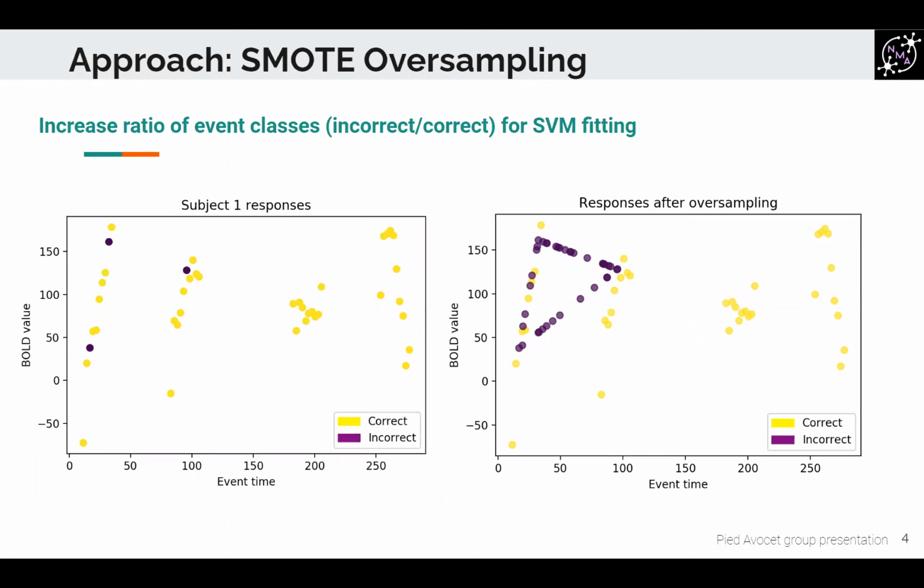So SMOTE is the synthetic minority oversampling technique. And the reason to perform oversampling is because you see in subject 1, there are 3 incorrect responses versus 37 correct responses. So what SMOTE does is that it tries to make some synthetic data and place that synthetic data in the location where it thinks it should be. So in the incorrect responses, trying to place them close together, but not in exactly the same spot. This allows us to increase the incorrect to correct ratio to 1-to-1, and then that's better for SVM fitting.